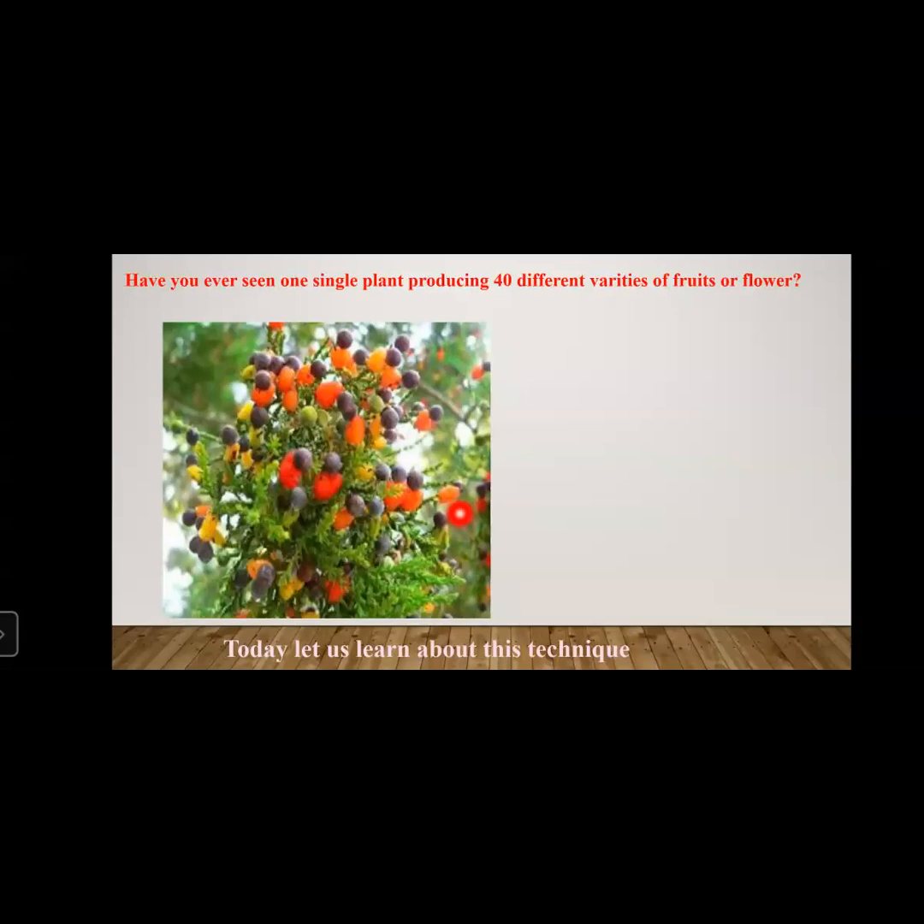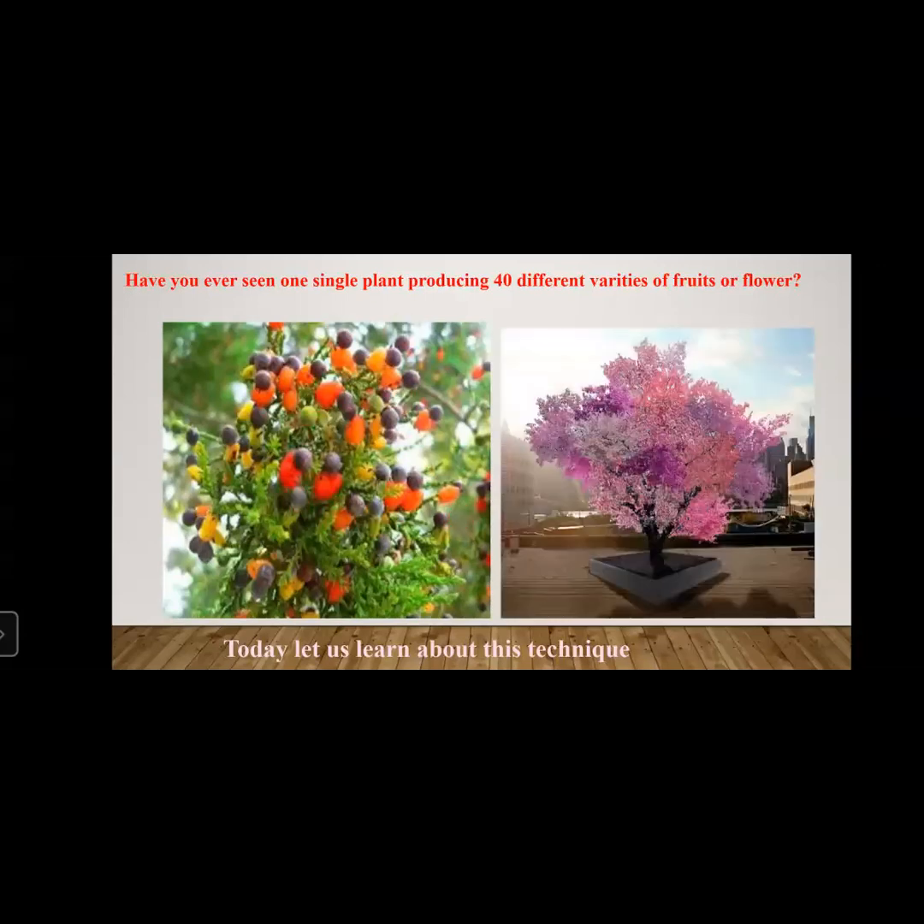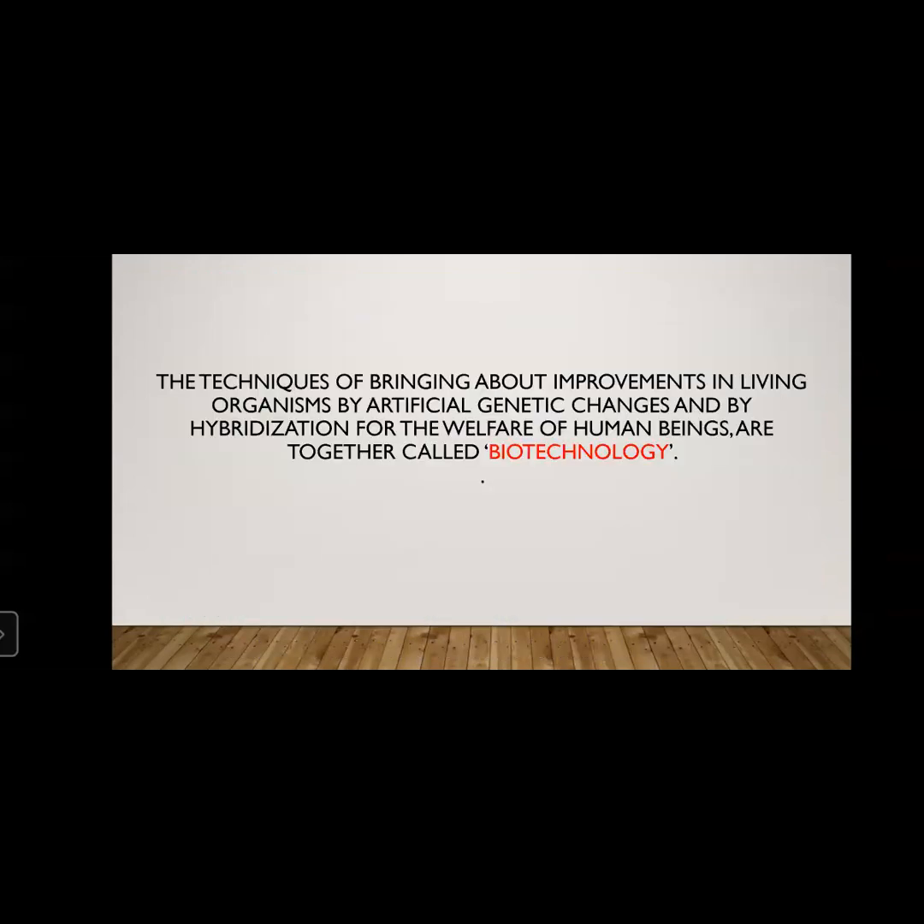A single plant bearing different varieties of fruit, or a plant with all the different types of flowers in it? Yes, it is possible because of the technique called biotechnology. Today we are going to learn about this.